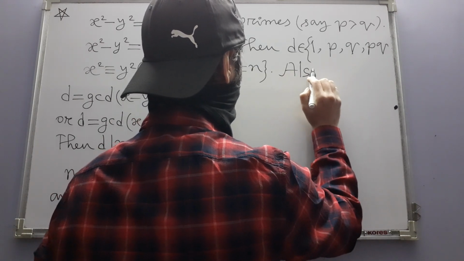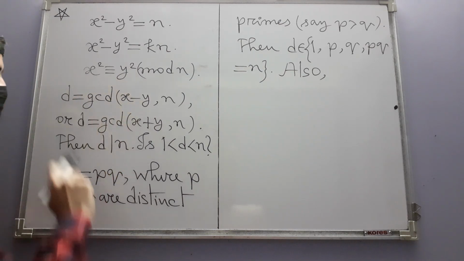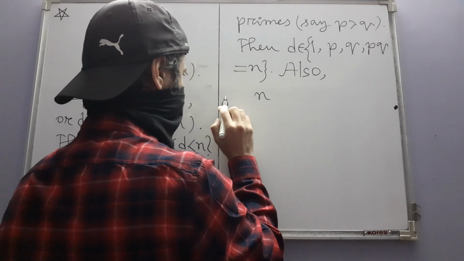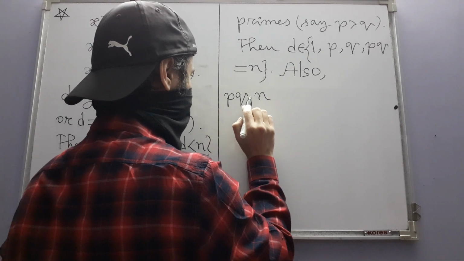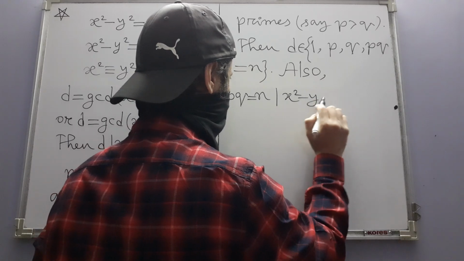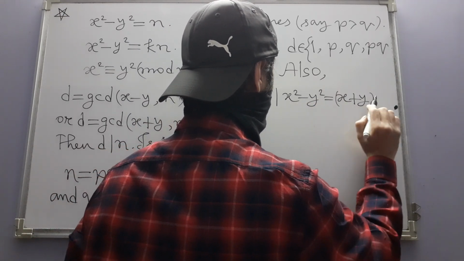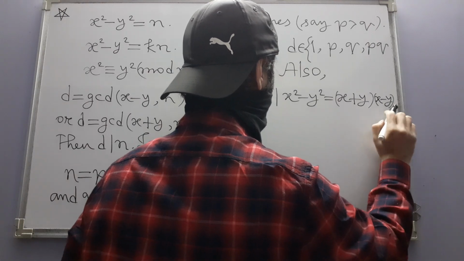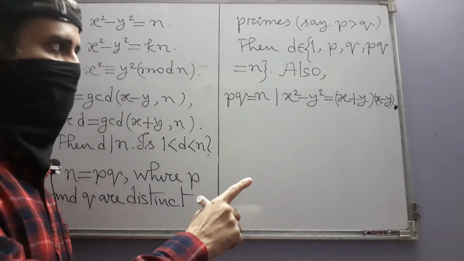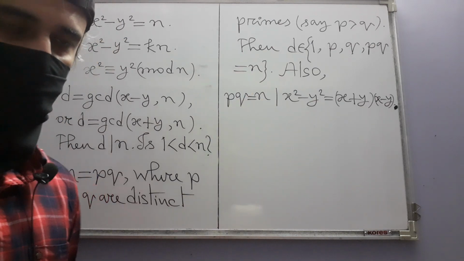Also, if our x and y are just this, then n, which is pq, divides x square minus y square, which is x plus y times x minus y. So that means p divides x plus y times x minus y, and q also divides x plus y times x minus y.